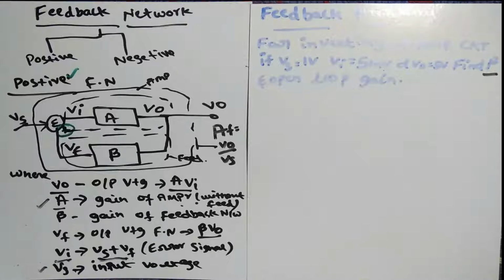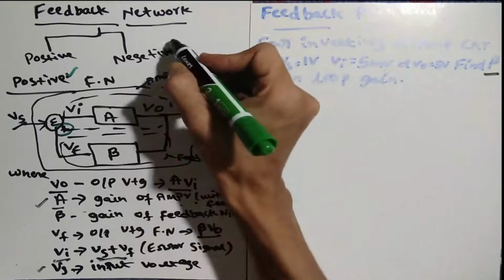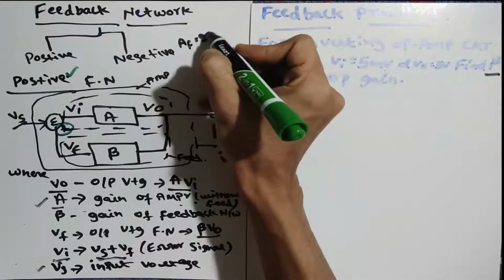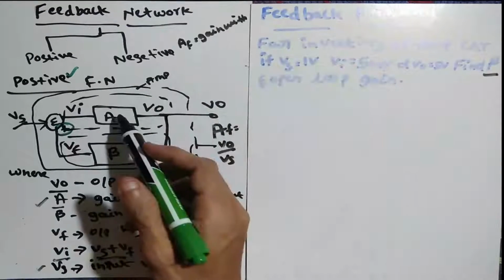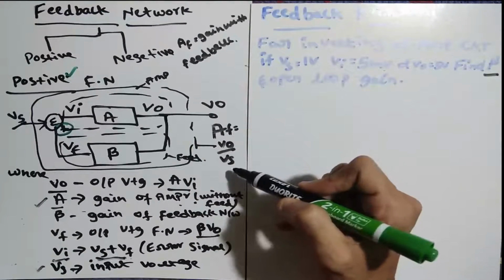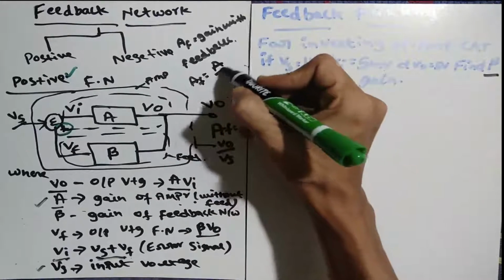Here there are two types of gain. One is called the gain of the amplifier, and the other we usually call AF, the gain with feedback. This gain with feedback is the combination of both the amplifier gain and the feedback gain. The formula we already know is V0 by Vs, which when simplified gives A divided by (1 plus A beta).